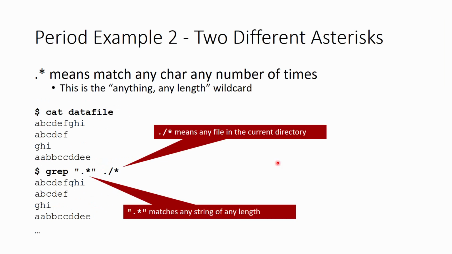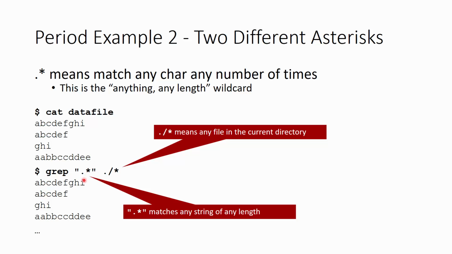Here is an example with 2 different asterisks being used. Here's a new data file. This data file contains a bunch of gibberish strings. When I use grep in this manner, I'm using both different asterisk types. The pattern inside this string, the first argument that I pass to grep, is a regular expression asterisk.